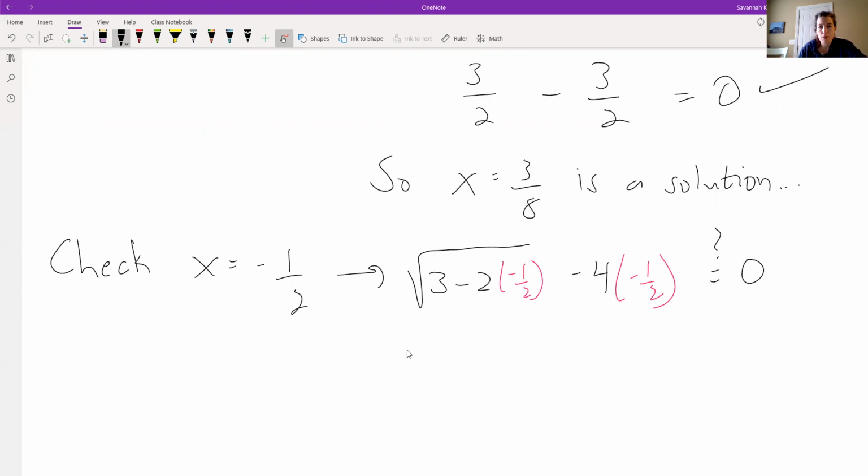Okay. So this becomes 3, the 2's are going to cancel. So I'll have 3 plus 1 here. Similarly, 2 can cancel into 4. Is that going to equal 0?